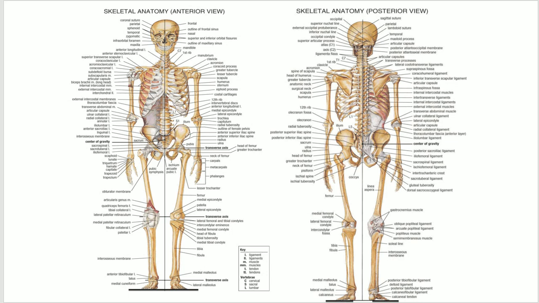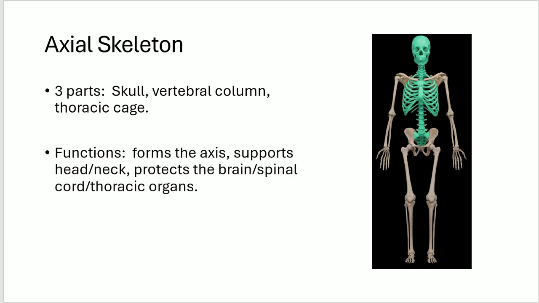The skeleton, 206 bones. Okay. So we have the axial skeleton, and we have the appendicular skeleton. The axial skeleton has 80 bones. The appendicular has 126 bones. So total bones in the body, there are 206.